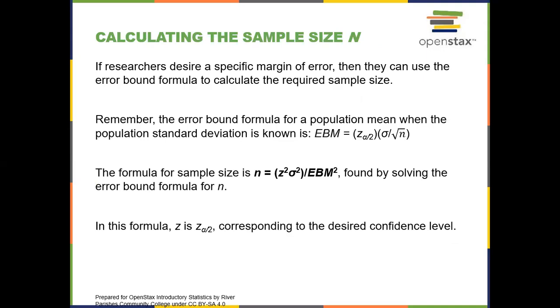How do you calculate the sample size for a preliminary estimate? You use the formula n is equal to z squared times sigma squared divided by the error bound for the mean, or margin of error, squared.